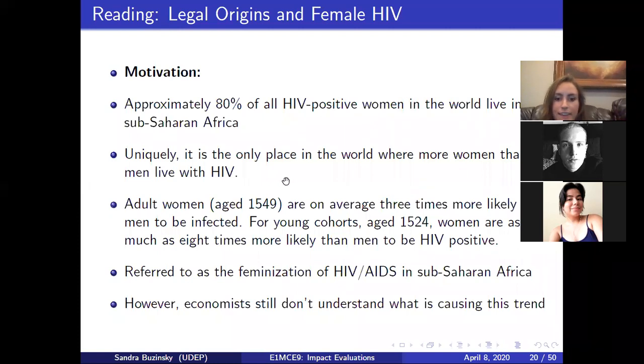So adult women aged 15 to 49 are on average 3 times more likely than men to be infected. For the younger cohort, aged 15 to 24, extramarital sexual activity is normal. Yes, Juliana, we'll talk more about why that's an issue in sub-Saharan Africa and why that could be causing higher rates of HIV in females than males. That's absolutely right.